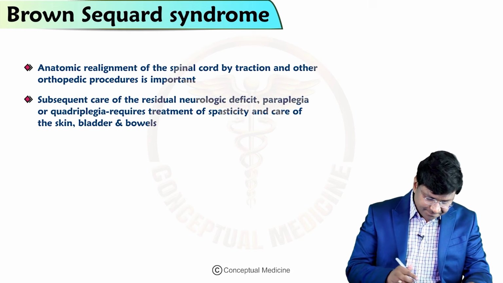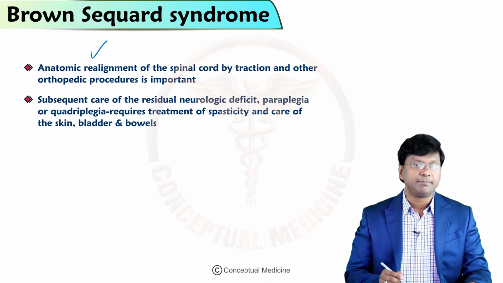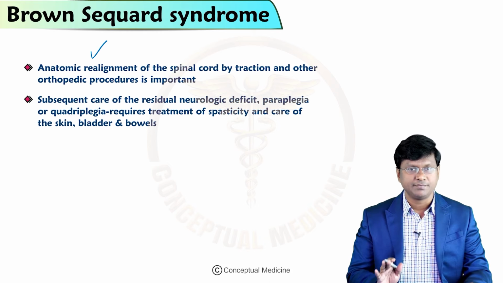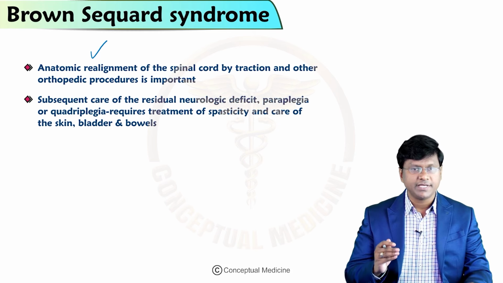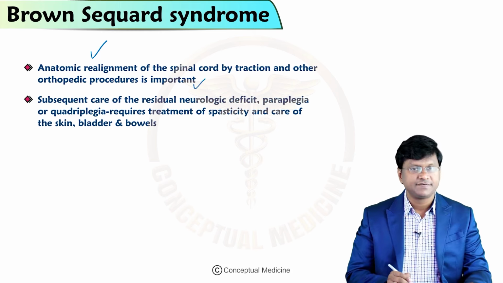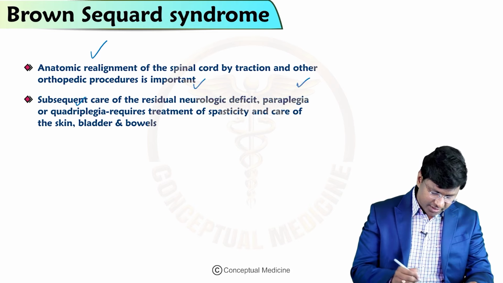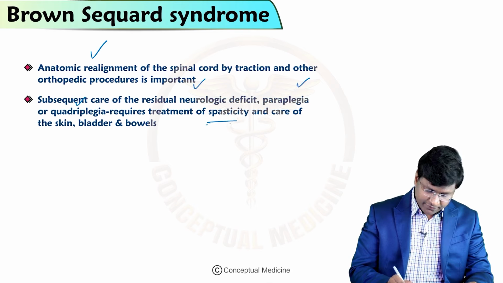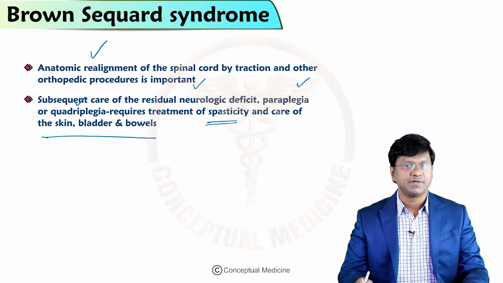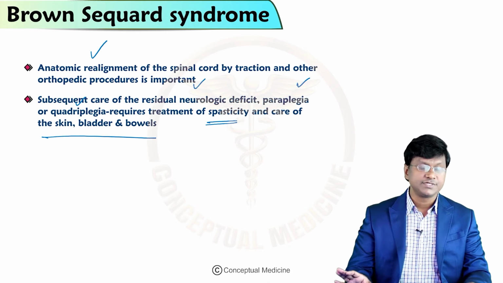Then followed by that, anatomical realignment of the spinal cord by traction and other orthopedic procedure is also very important, and you need to take the subsequent care of residual neurological deficit, if at all it is there, you need to take care of it. Paraplegia or quadriplegia requires treatment of spasticity and care of skin, bladder, and as well as the bowel. So this is about the treatment of the Brown-Séquard syndrome.